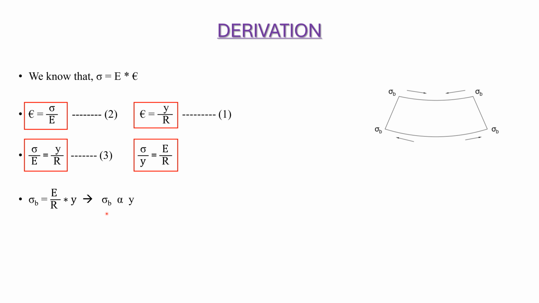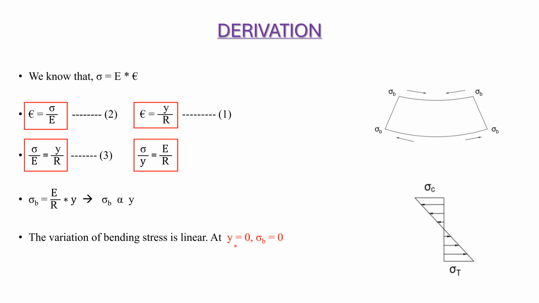Therefore, I can say that bending stress is directly proportional to the distance of any fiber from the neutral axis. Therefore, the variation of bending stress is linear. If I want to show you this, at Y equal to 0, sigma B is equal to 0. Means if I substitute Y equal to 0 in this, I'll get 0 stress. Therefore, this is compressive stress and this is tensile stress. If you carefully see here, when I apply loading, this top fiber will reduce its length and the bottom fiber will expand its length. Therefore, there will be negative strain in this and positive strain in this. Therefore, this compressive stress is on the left hand side and this tensile stress is on the right hand side, simply indicating they are opposite in nature. And at the neutral axis, the stress is totally zero.